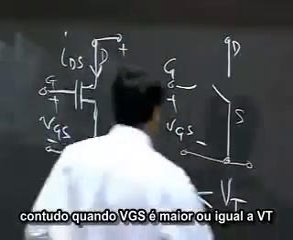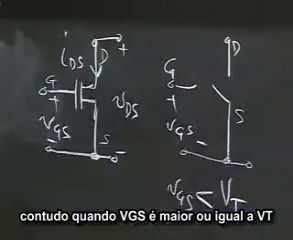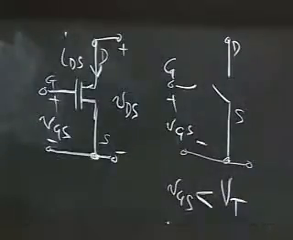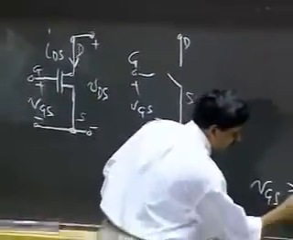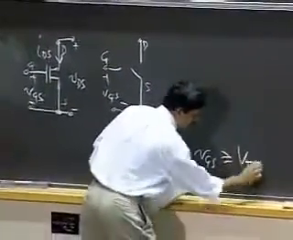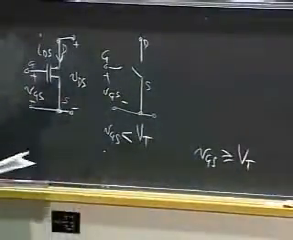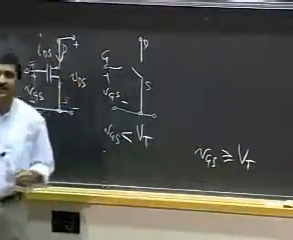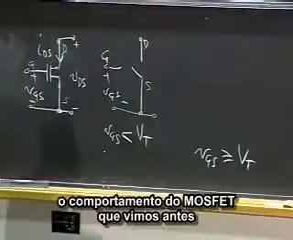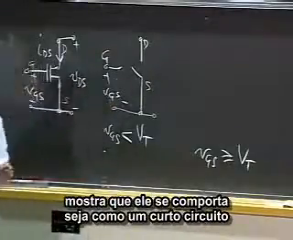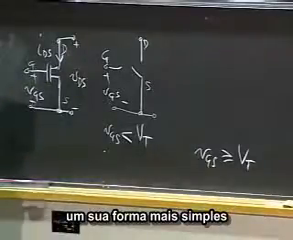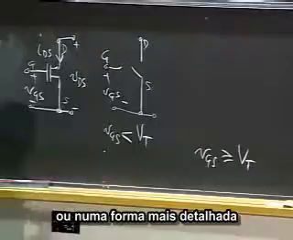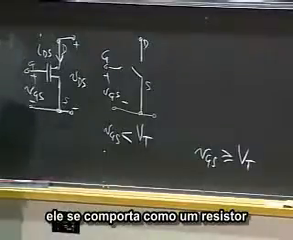However, when VGS is greater than or equal to VT, in the MOSFET behavior we looked at earlier, this behaved like either a short circuit in the simplest form, or in a slightly more detailed form, like a resistor.